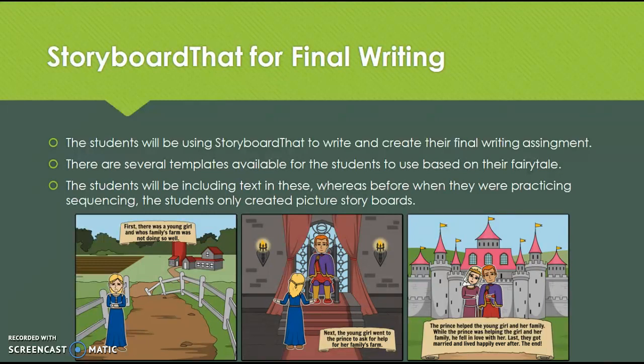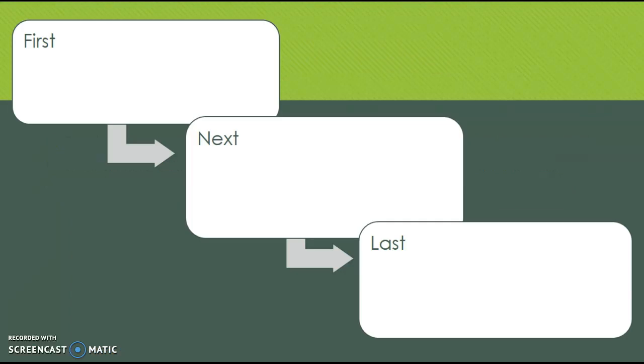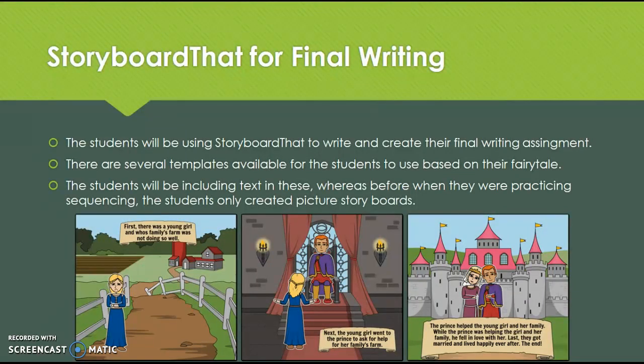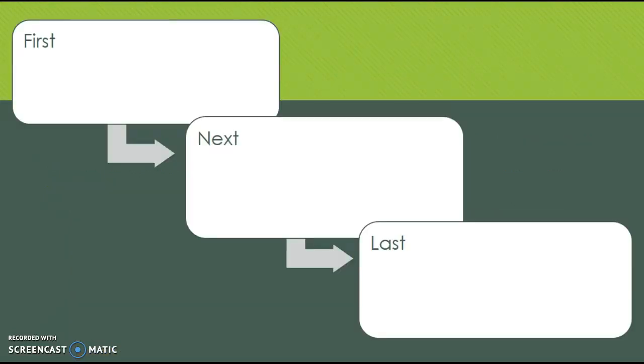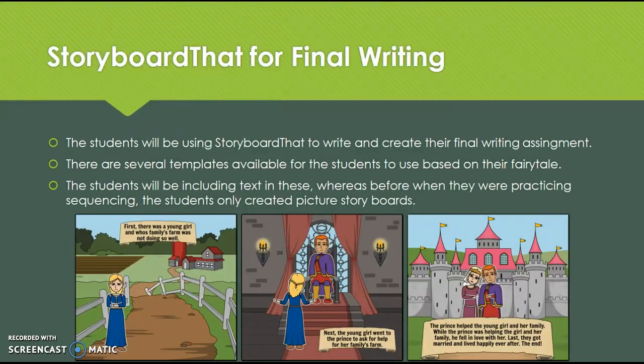The students will be including text in these. So like on the graphic organizer, the text that they had been starting to write on here will end up in their final writing. So it's different from when they were practicing just sequencing a story that they had heard. In this case, they're taking the images from their graphic organizer and they're transferring them onto the storyboard, that including pictures.